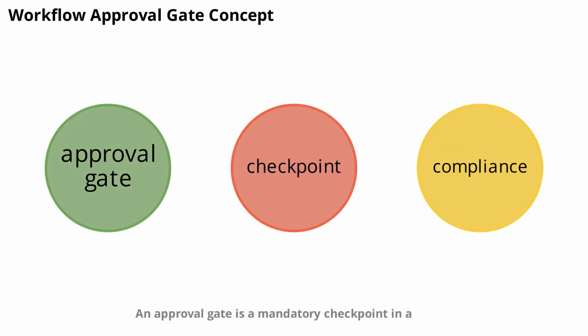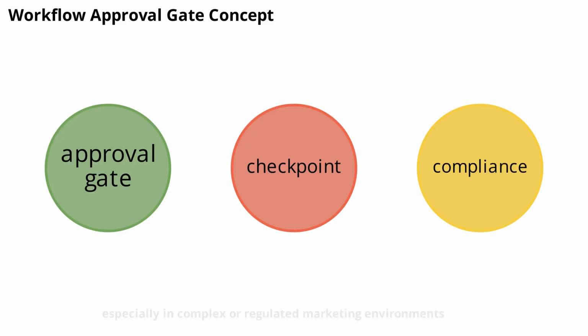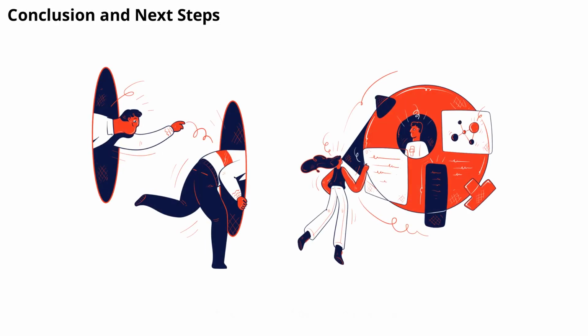An approval gate is a mandatory checkpoint in a workflow where work must be reviewed and approved before proceeding. Approval gates are critical for maintaining quality and compliance, especially in complex or regulated marketing environments. Automation tools allow you to set up approval gates at any stage, ensuring that nothing moves forward without the right sign-off.